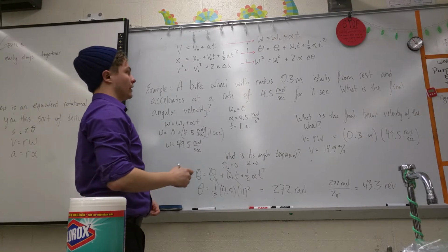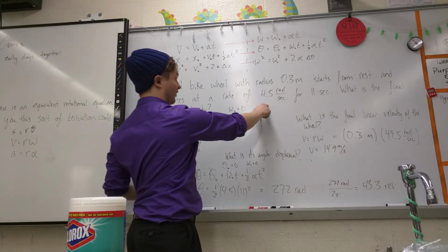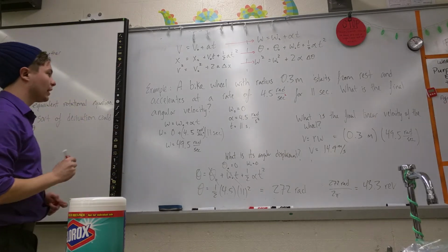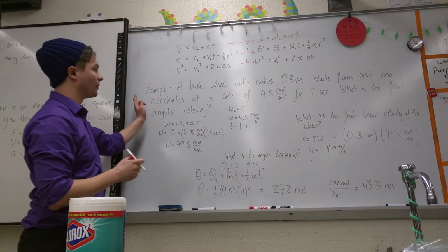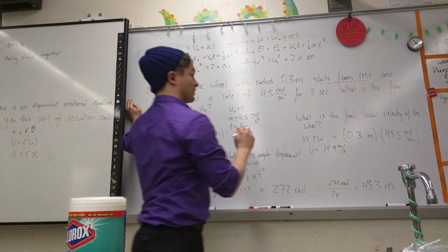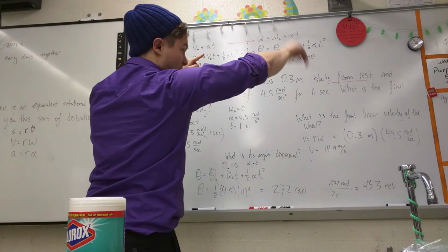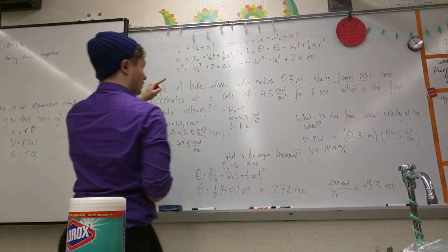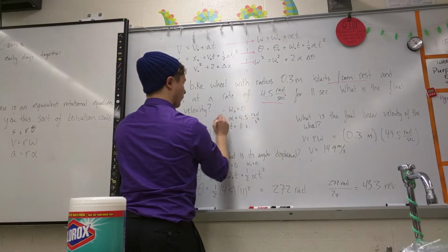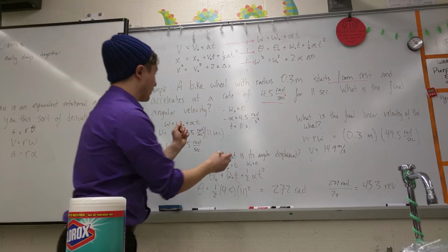A bike wheel with a radius of 0.3 meters starts from rest and then is accelerated at a rate of 4.5 radians per second squared for 11 seconds. What's the final angular velocity? So I look at my problem and I try and figure out what information I know. Well, it starts from rest. This object is, keep in mind, not moving forward or backward. It's just sort of hanging and you're spinning it faster and faster. So my initial angular velocity is 0. My acceleration is 4.5 radians per second squared, and the time that I'm accelerating this bike wheel is 11 seconds.